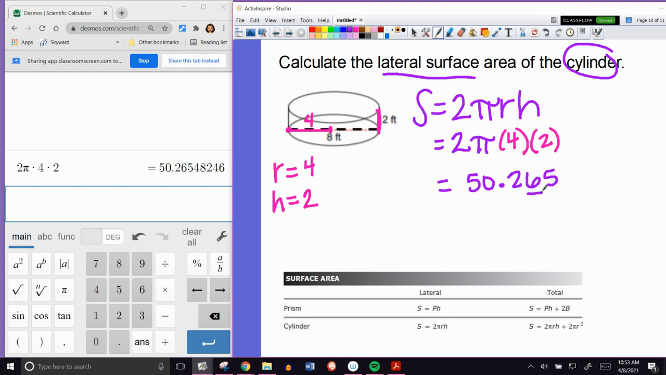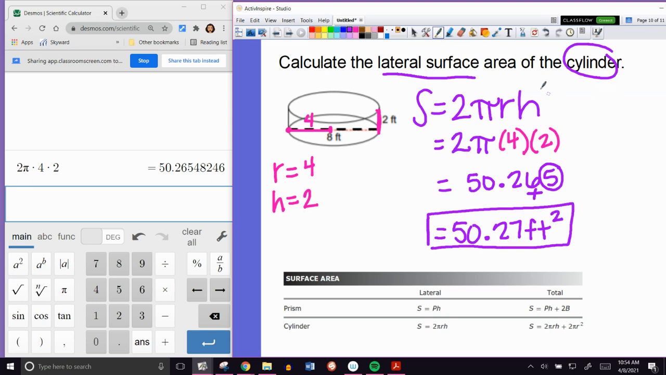50.265, but we are going to round to the hundredths place, so that 5 tells me to add 1. So the surface area is 50 and 27 hundredths. And these are feet, and they are squared.